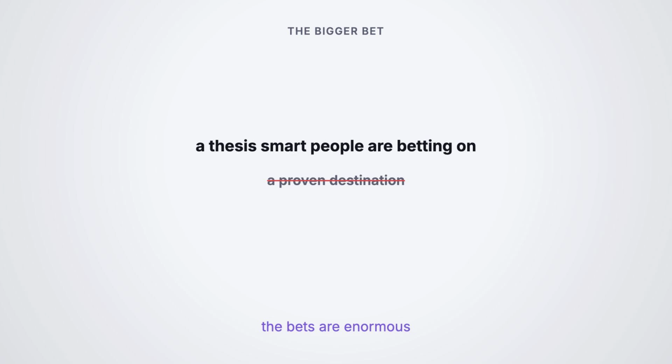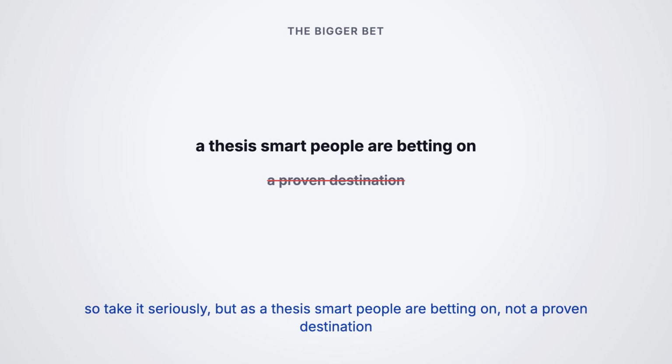The bets are enormous. Yann LeCun left Meta to start a lab on exactly this argument. Fei-Fei Li's company, World Labs, ships world models it calls spatial intelligence. Meta has its own, used for robot planning. So take this seriously, but as a thesis smart people are betting on, not a proven destination.